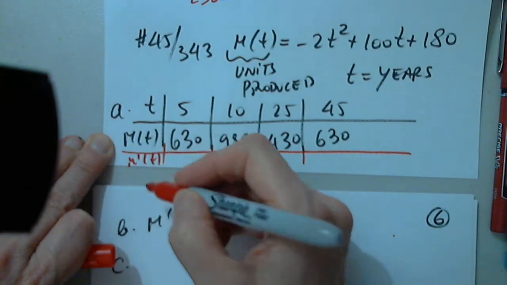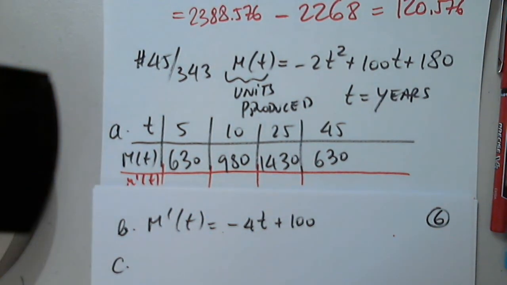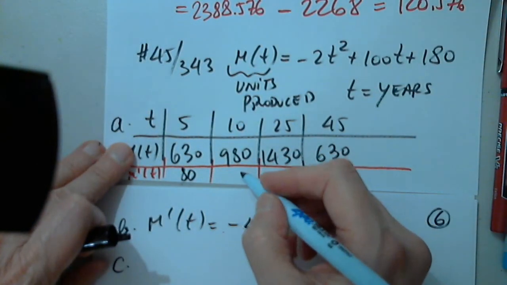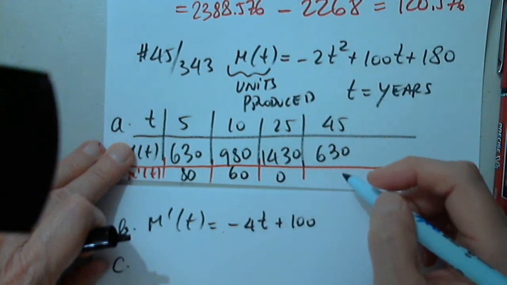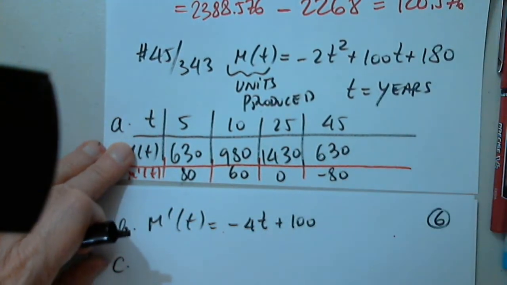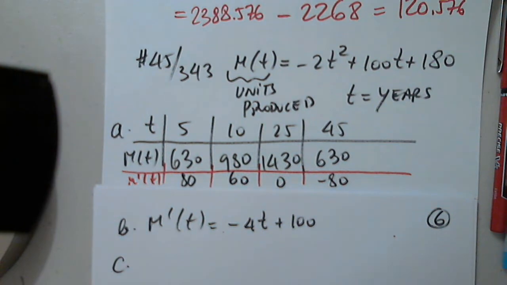So m prime of t. I'll put the function in. Where is it? Right here. Second function, negative 4t plus 100. Good. So I have them already because everything is there. So 80, and then 60, and then 0, and then negative 80. Okay, perfect. Let's interpret the results.